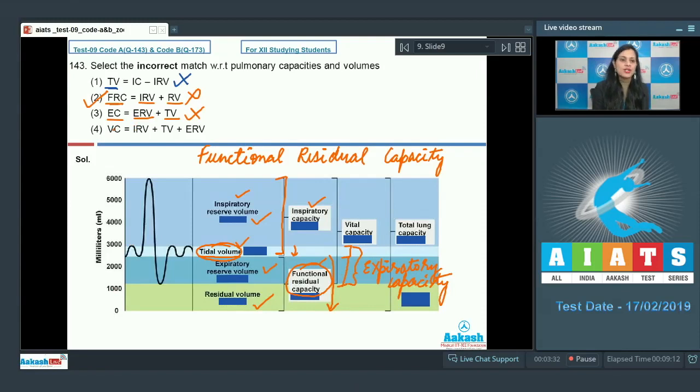The last option given is VC is equivalent to IRV plus TV plus ERV. And as it is a correct match, so this cannot be a correct answer to our question because VC represents vital capacity, and this vital capacity is equivalent to inspiratory reserve volume plus tidal volume plus expiratory reserve volume.